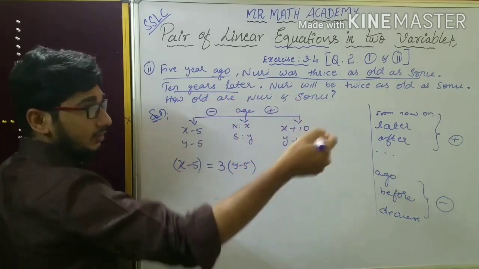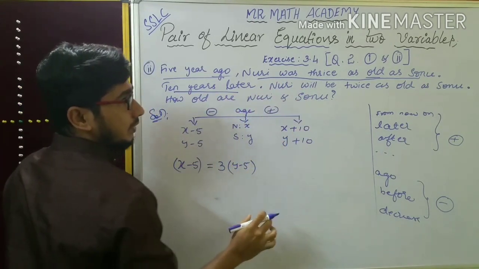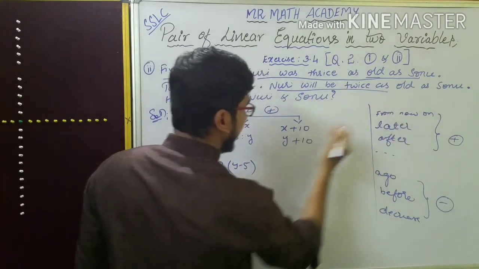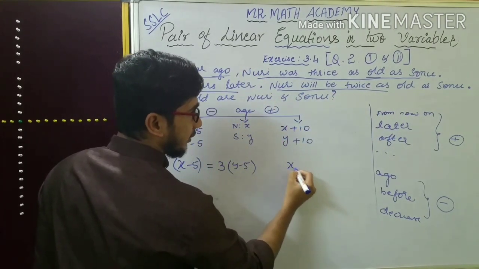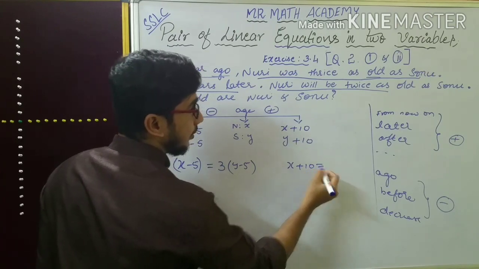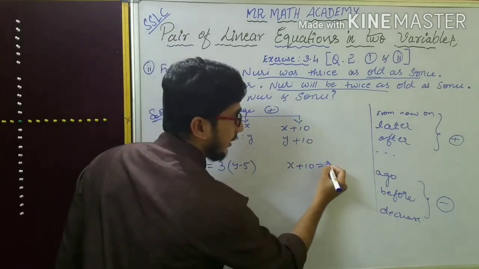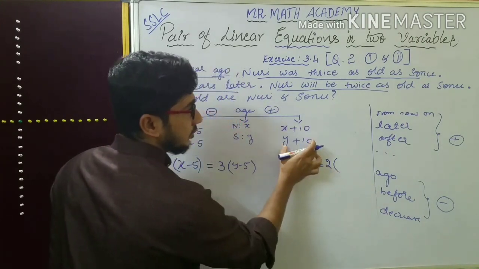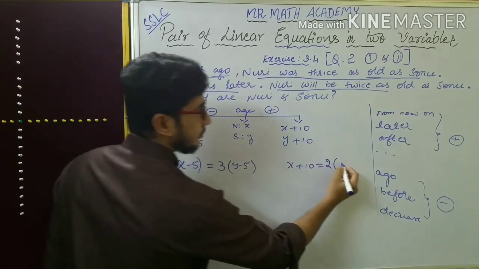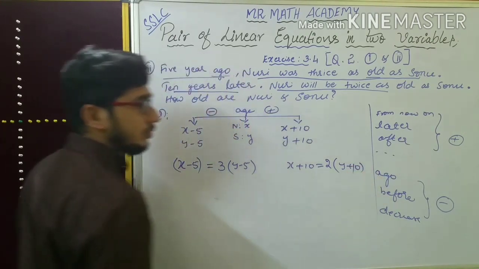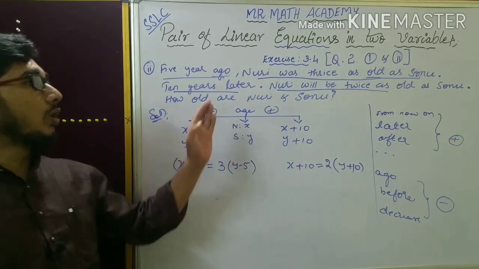10 years later. Now 10 years later means this one you have to think. What are they telling? Noori will be, she will be x plus 10, equal to twice as old as Sonu. Twice as old as Sonu. This is Sonu. See, Sonu. How old are they?